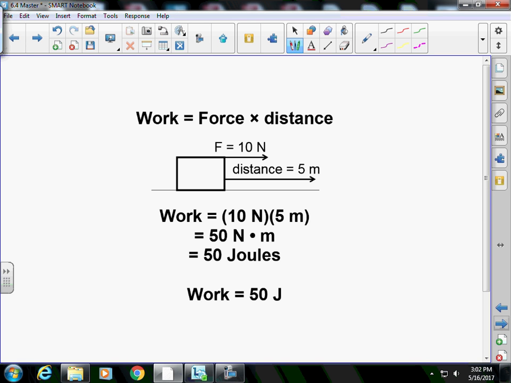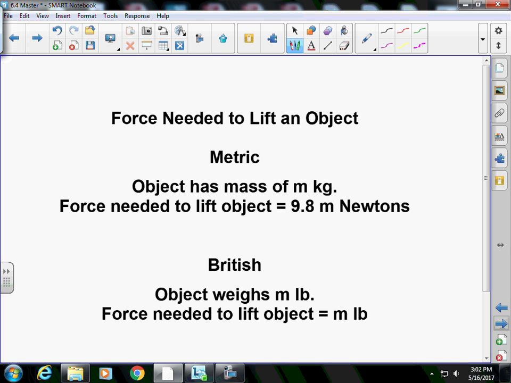So here's a very simple explanation. Work is equal to the force times the distance. So we write W is equal to FD. The force in this instance is 10 newtons, and then we're going to multiply it by the 5 meters. It gives us 50 newton meters. And the common way of calling this is joules, 50 joules. So the work required to move this box 5 meters to the right with a force of 10 newtons is 50 joules.